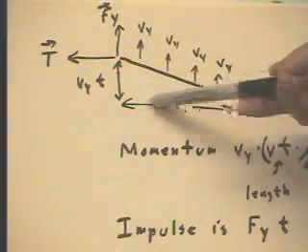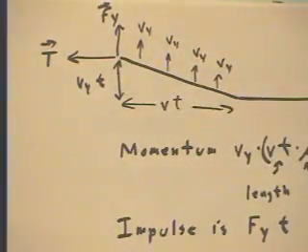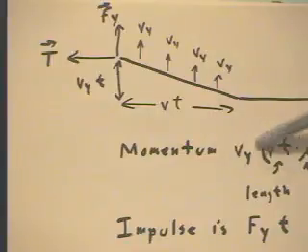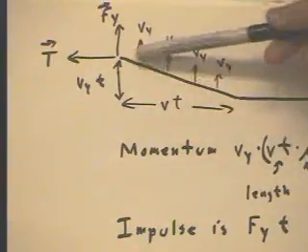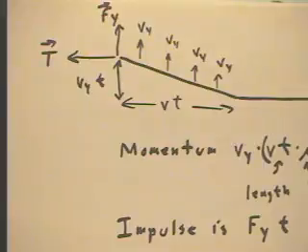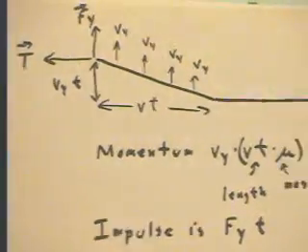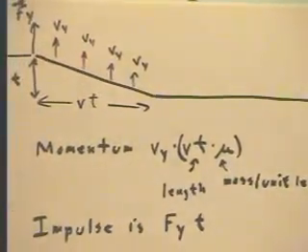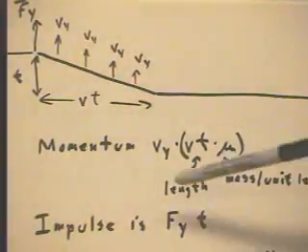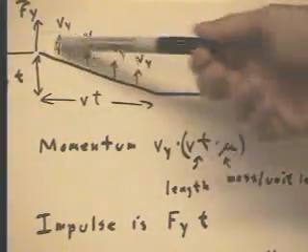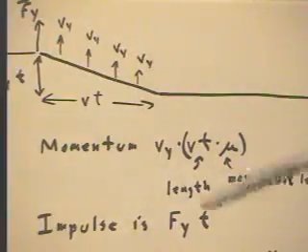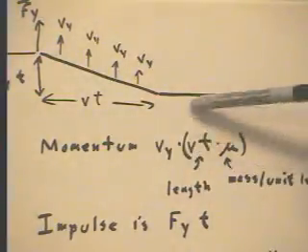Well, the momentum of this length of string is equal to what? First of all, it's the velocity times the mass of the string. How do we get the mass of this segment of string? Well, we know the length, it's vt. If the length of the string is vt, then if we know the mass per unit length, mu, we can multiply the length vt by the mass per unit length mu and get the mass of this hunk of string that's moving with velocity vy in this direction. So its momentum will be vy times vt mu.